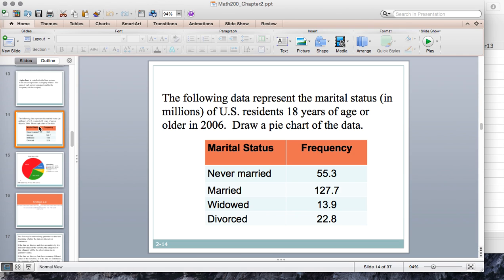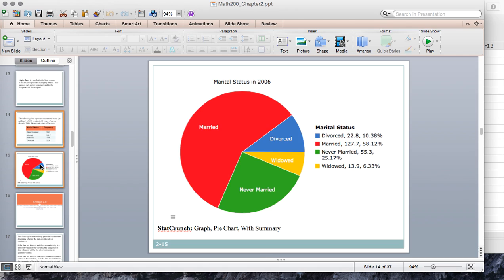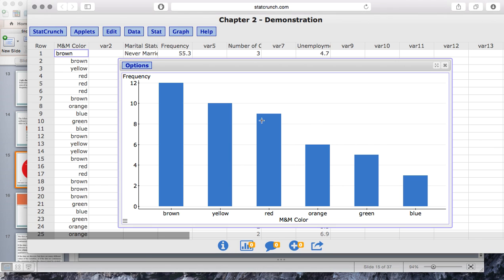everything's in millions. So for example, in 2006, we had 55.3 million US residents 18 or older who had never been married. And we just want to draw a pie chart. It's going to end up looking something like this. We can customize it a little, we can change the colors, but if we want to do this in StatCrunch, all you have to do is go to Graph, Pie Chart, and With Summary.